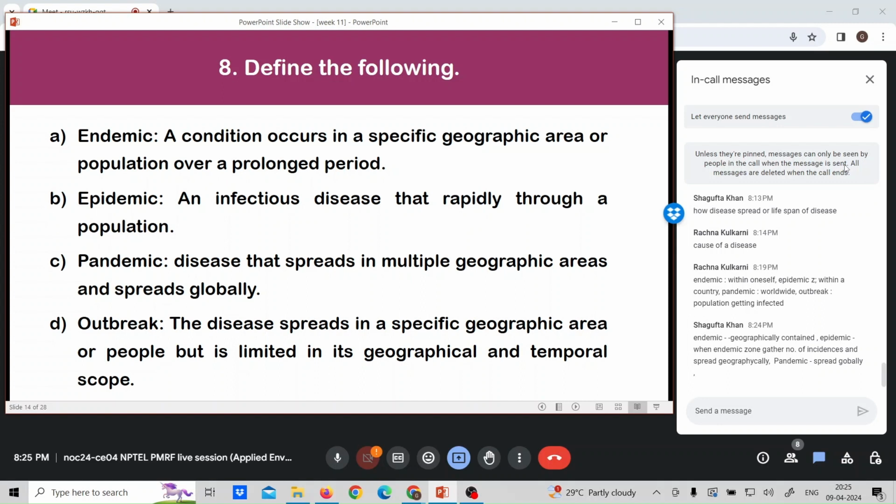And an outbreak is something that spreads in a specific geographic area. It's limited to the geographic area and the scope of it is temporal. Okay, so in that case it's just a major outbreak, maybe because of some floods, rains, we can see an outbreak of some disease in some parts of the world or parts of the country. So that we term as outbreak.